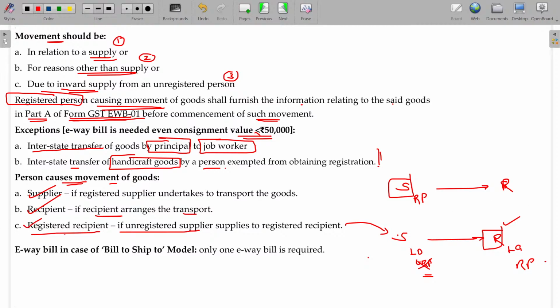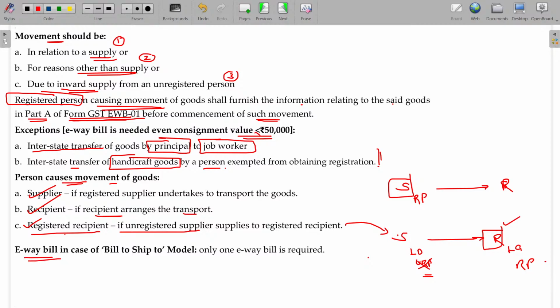Registered recipient, third scenario. So if the supplier makes the transport facilities available by himself, then he is the person causing the movement of goods. If the recipient arranges the transport, the recipient. If the supplier being the unregistered person arranges the facilities, but the recipient being the registered person, automatically it is treated as the movement caused by the registered recipient. Is that okay?